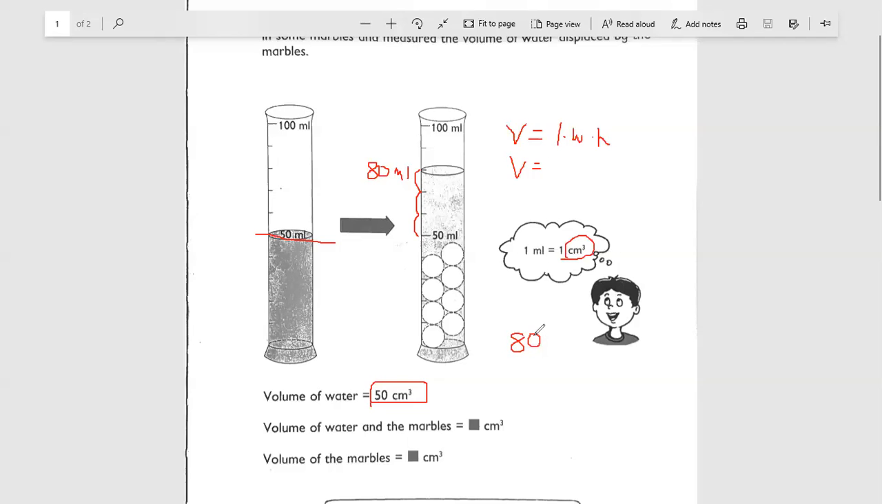Very good, we have 80. Okay? Yeah, we have 80. This is the volume of water with the marbles right now. This is the 80. And then the difference between the water without marble will be 50. So the difference will be 30 centimeter, right?